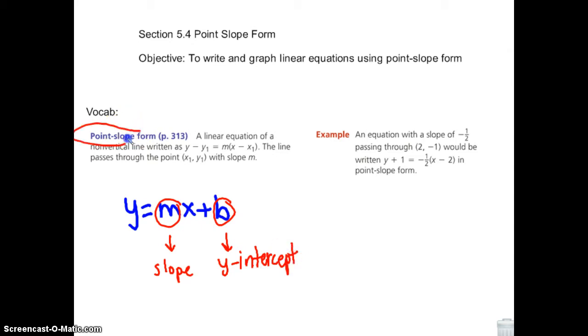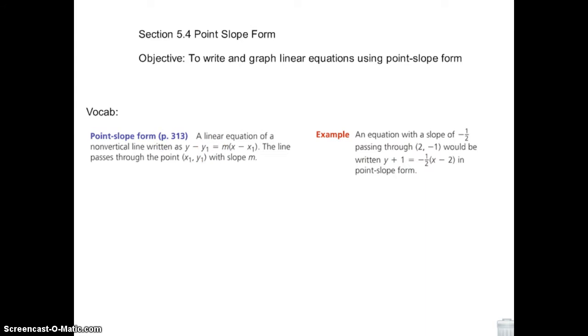Now today we're going to be going to something called point slope. What point slope is, it's a linear equation, which is what we're doing in this whole chapter, of a non-vertical line written as y minus y1 equals m times x minus x1. The line passes through the point x1, y1 and has a slope of m.